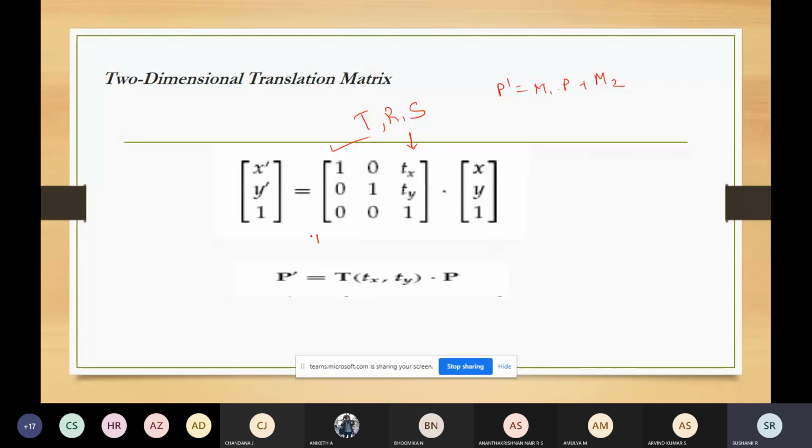When you are performing a two-dimensional translation, the third column can take the tx and ty values. For an identity matrix, you are just applying that third column with the translation values or the shift values tx and ty. This is the matrix for two-dimensional translation. So P dash is equal to the translation vector into P. What is this T of tx comma ty? It's a 3 cross 3 matrix which is given in this form.